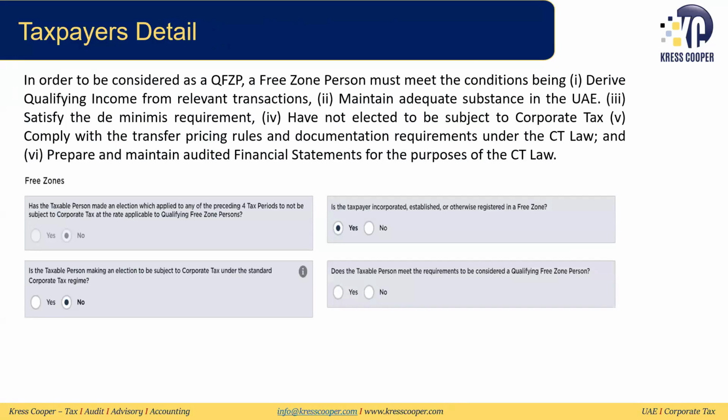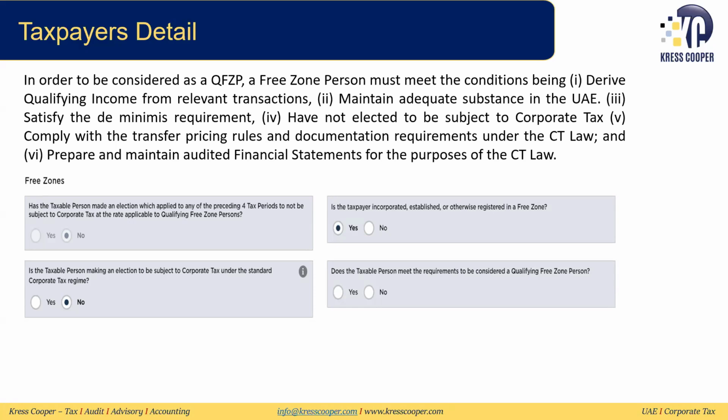Now, if you are a free zone person, there would be certain schedules, like we discussed, that you have to fill. Those schedules we will be discussing later on in our webinars as well. But here, there will be some extra questions. If you are a free zone person, it will ask you if you are established or registered in a free zone. Again, this will be flowing through from the registration because you would have already filled the licensing issuing authority over there. They will ask you if you are making an election to be subject to corporate tax, and if you're meeting all the conditions.